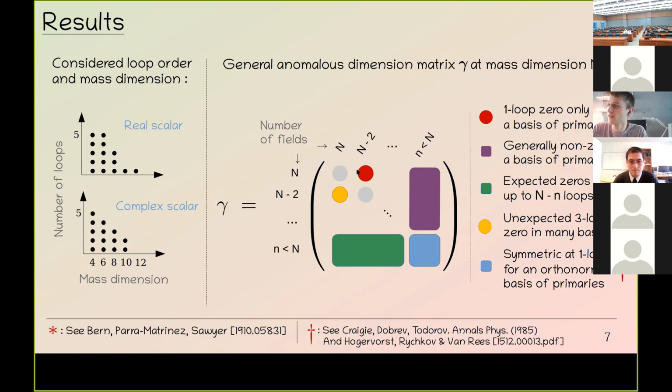What we find, interestingly, is a 1-loop 0 here in the mixing of an n-2 point operator into an n-point operator, with no derivatives and 2 derivatives. And this is 0 only in the basis of primaries. In another basis, it's not 0. However, unfortunately, it's not true that at 1 loop the whole upper triangle becomes 0 in this basis, because in general these purple entries are not 0. On the lower triangle, we confirm expected zeros from this reference here, up to n-n loop order.